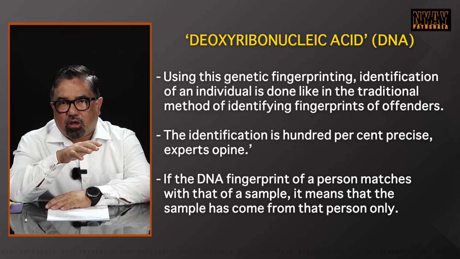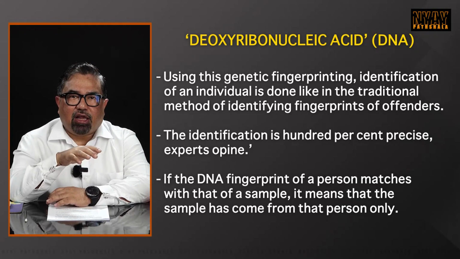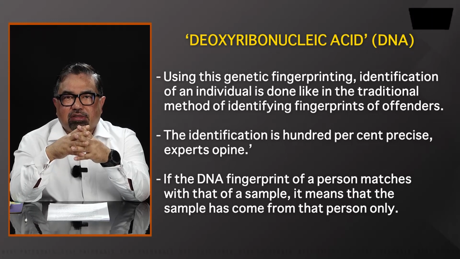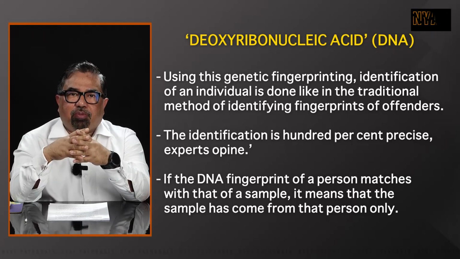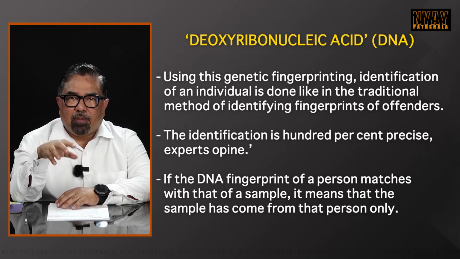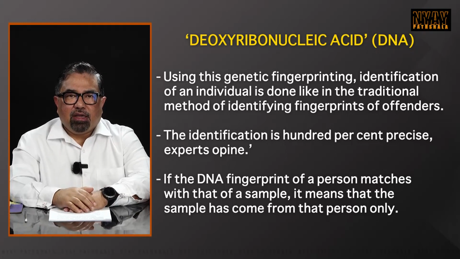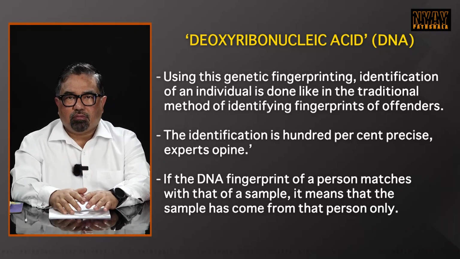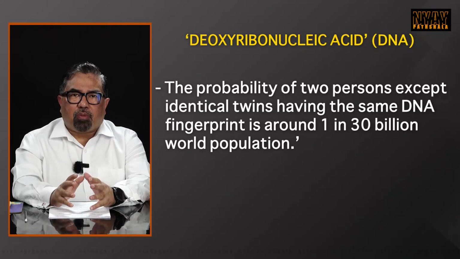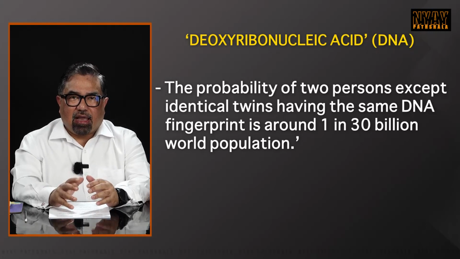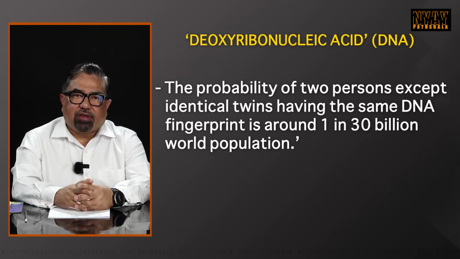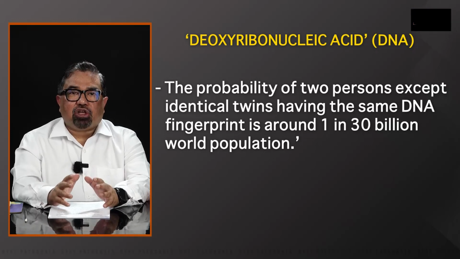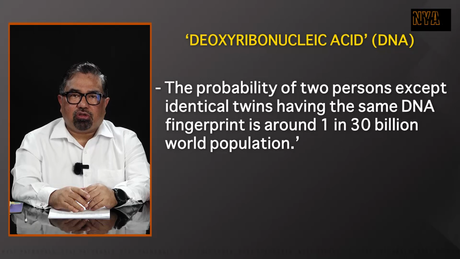And in law, we consider that the identification of DNA is 100% precise. And if the DNA fingerprint of a person matches with that of a sample, it means that the sample has come from that person only. The chances or the probability of two persons, except identical twins, having the same DNA fingerprint is around 1 in 30 billion of the world population.